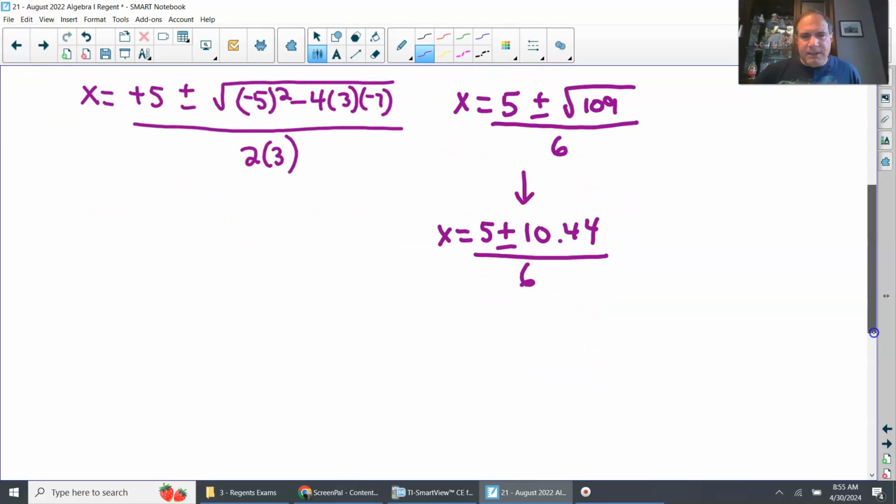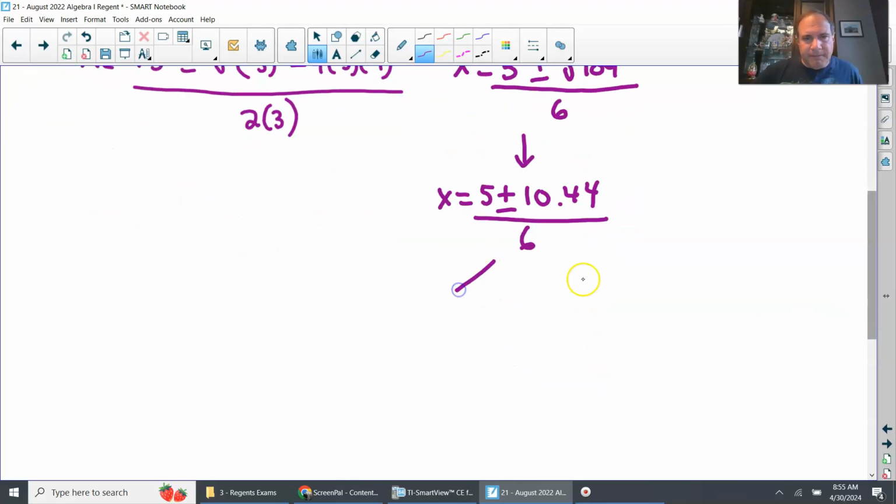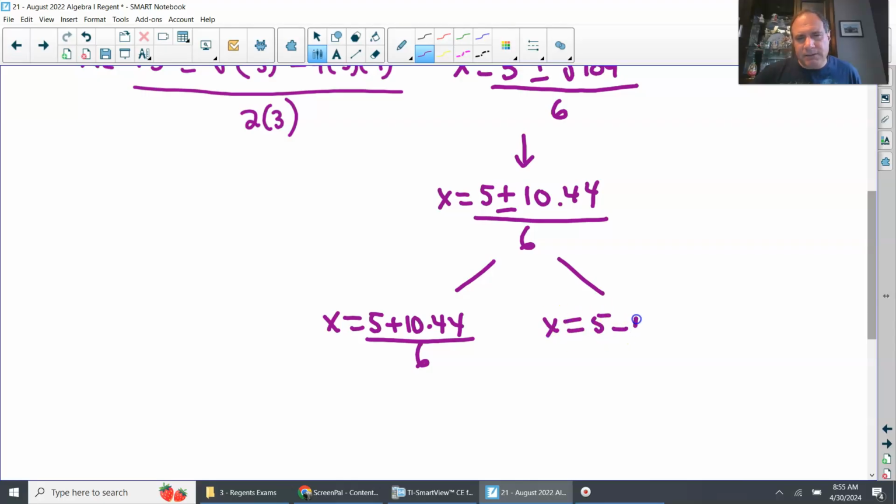And then I'm going to split that up. I'm going to put x equals 5 plus 10.44 over 6. And then on this side, x equals 5 minus 10.44 over 6. See, this is where the plus and minus comes in, because when you take the square root of a number, there's a negative root and a positive root.